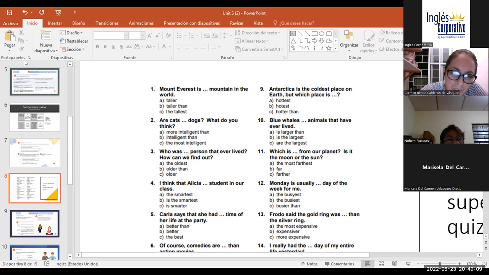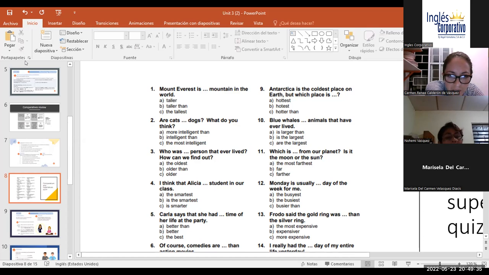And the older sería A. Older. Letter A, the oldest. The oldest person that ever lived. La letra A. The oldest. Okay. La cuatro.